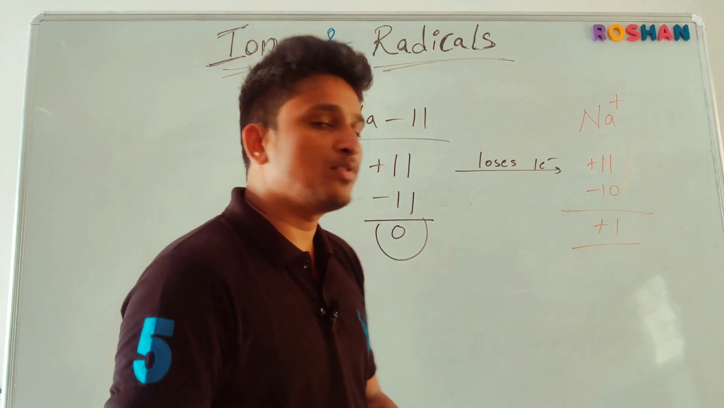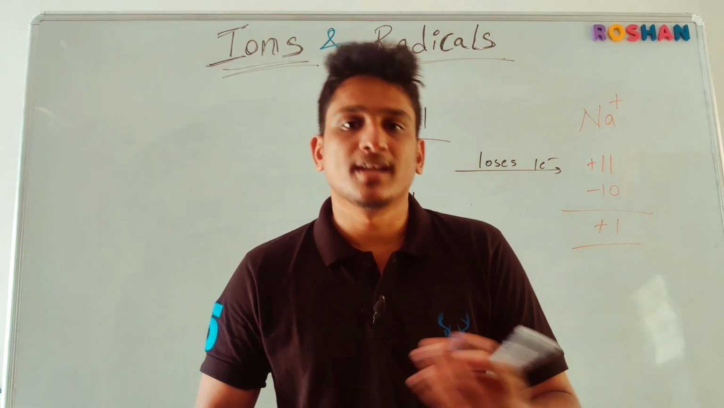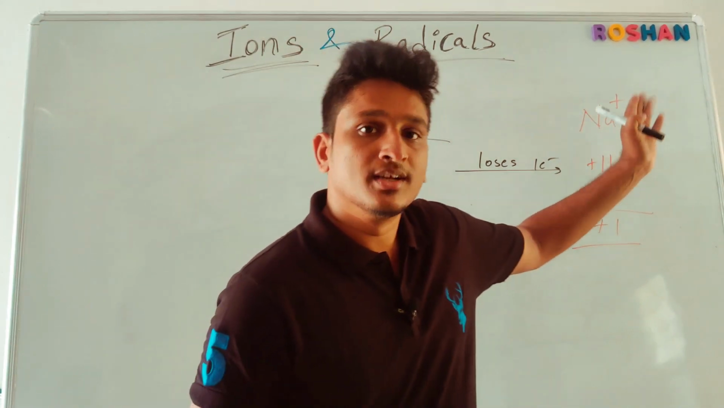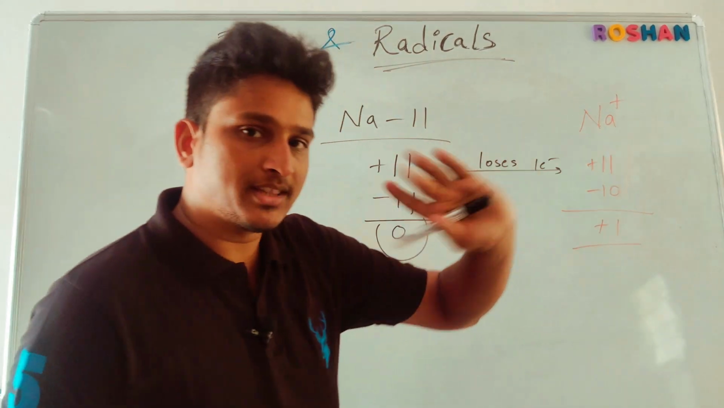Plus 2. If an atom loses 3 electrons, what is the charge it will get? Plus 3. That's it. Understood, students? Here it lost 1 electron, so what is the charge it got? Plus 1 charge. So let's see an example with anion also.